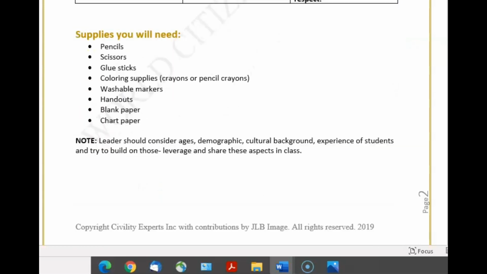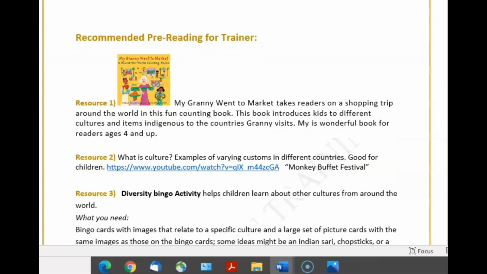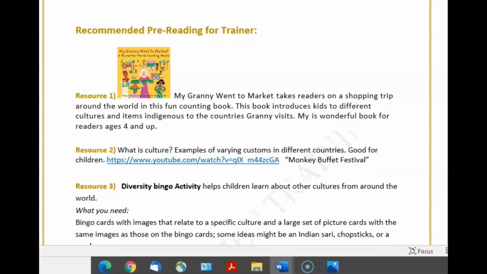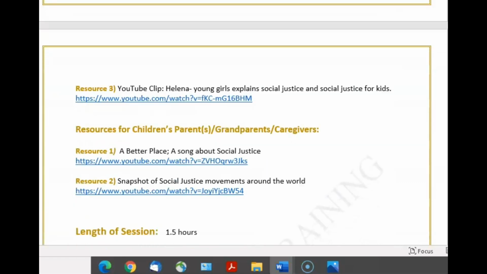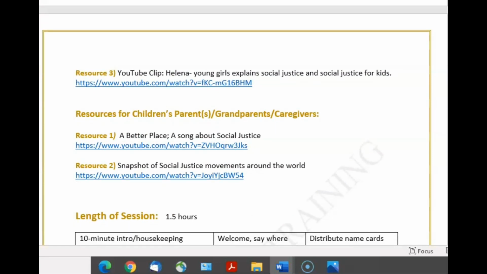So, getting into the lesson here, there are some recommended resources and sources, some reading, some articles and videos, things that we recommend that you take some time to review. There's a diversity bingo activity that you can use as well. It teaches a little bit about cultures around the world. So, in terms of how this lesson starts, there's a song about social justice that you could use, and there's social justice for kids. There's many clips on the internet. So, please take your time to review all of these sources and pick out what is appropriate for your culture and for your group.